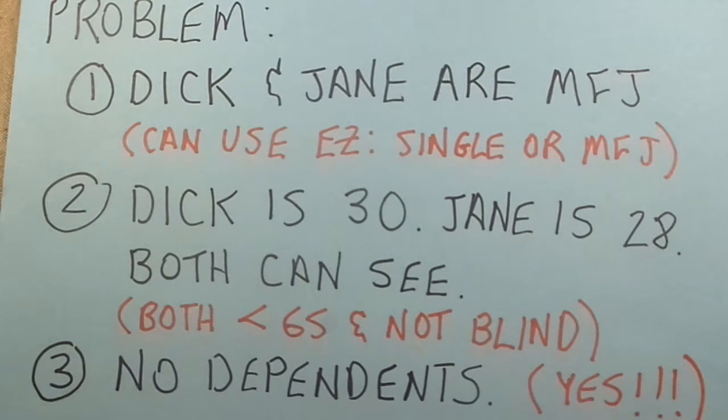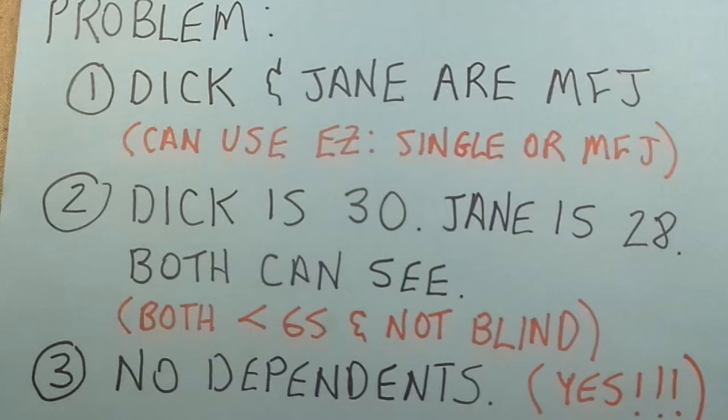Let's work on a rather simple problem. And of course most 1040EZ problems are simple. So here we run into the couple of Dick and Jane who would like us to do their taxes. And Dick and Jane are married filing jointly.